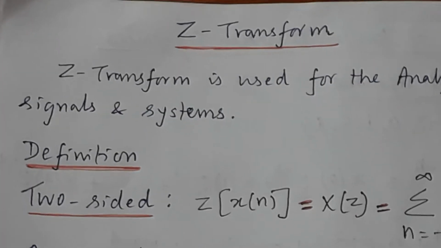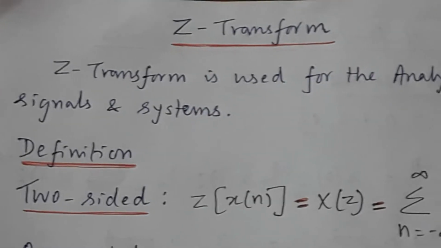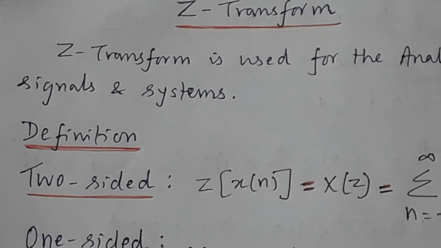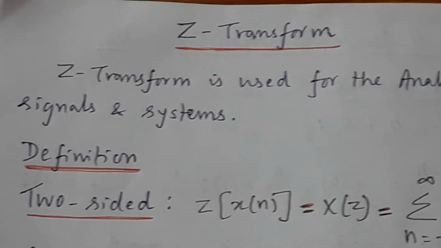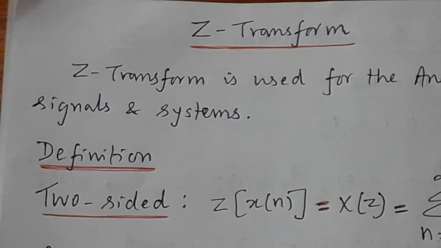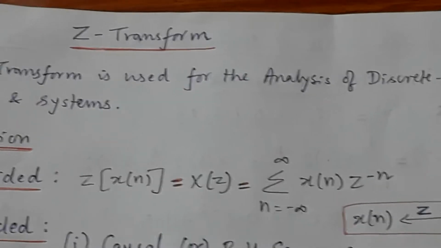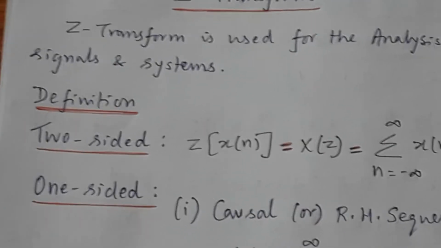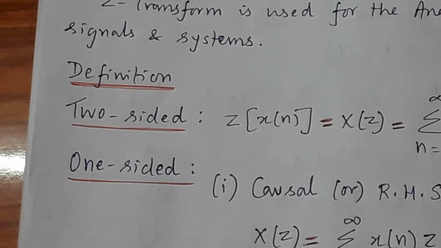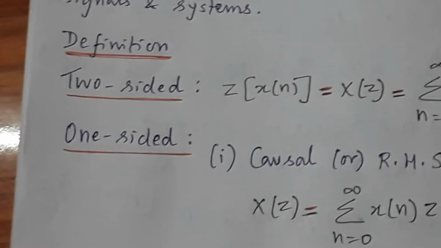Hi students. In this video we will see about Z transform. Very important topic in the subject of signals, systems and DSP. Z transform is used for the analysis of discrete time signals and systems. We'll see the definition. First we see the two-sided Z transform.